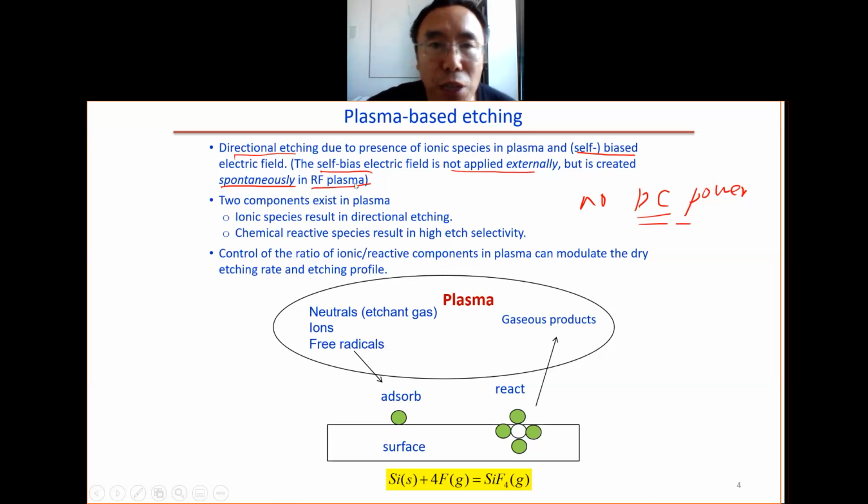So this gives you the directional etching. There are two components in the plasma. One is ionic species, which will result in directional etching. The other one is the chemical reactive species, which gives you very high selectivity and very high etching rate. Those are free radicals and neutrals. This is the chemical species. For example, this is the chemical reaction for etching silicon, where the chemicals come to the surface, react, and are pumped away.